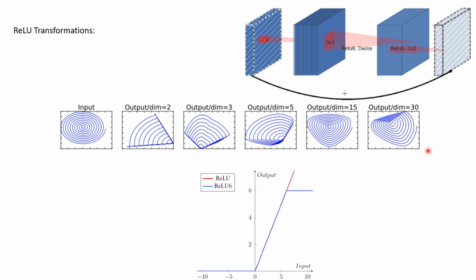For the expansion phase, ReLU 6 is used, which caps the maximum output value at 6, adding non-linearity while controlling the output range. This restriction is useful for mobile applications where computational resources are limited.